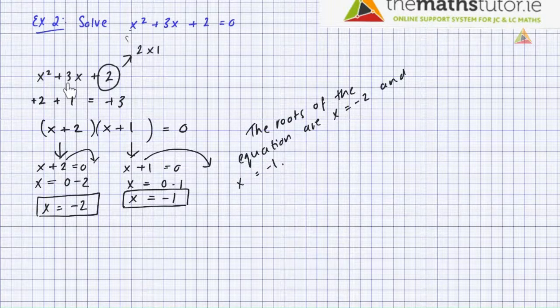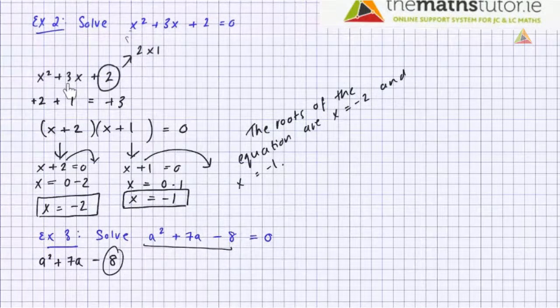So that's example 2. So then example 3. And again, you're asked to solve a squared plus 7a minus 8 equals 0. Okay, so we're going to do this the exact same way. We're going to factorize first. So we're going to factorize this much. So a squared plus 7a minus 8.